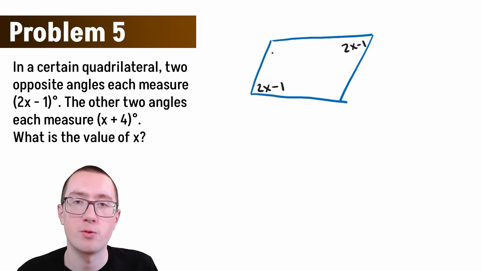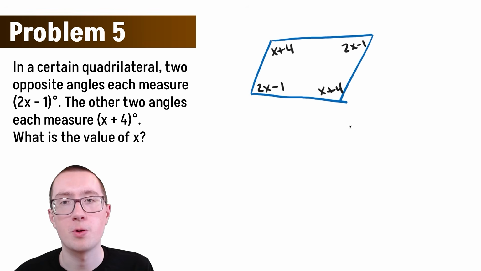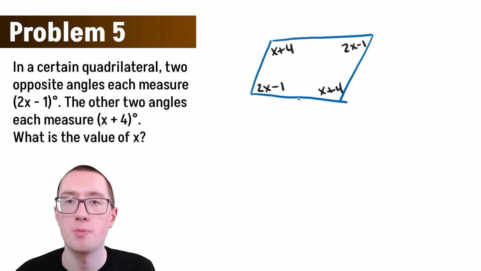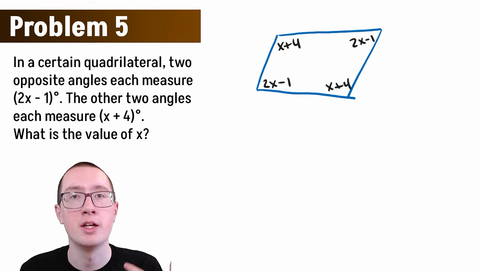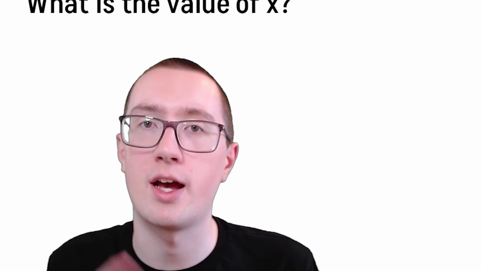And then the other two angles are going to measure x plus 4. Now, personally, I don't think this is that helpful, but just in case you wanted to visualize it, well, this is what we need to do. We somehow need to turn this into an algebra equation because whenever it wants you to solve for x in a geometry problem, it usually means you can turn it into an algebra equation.